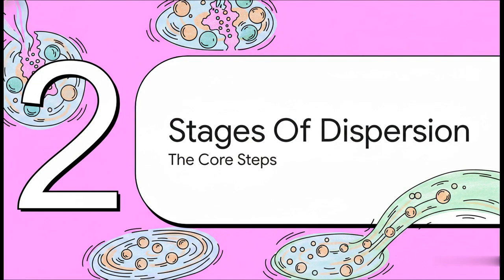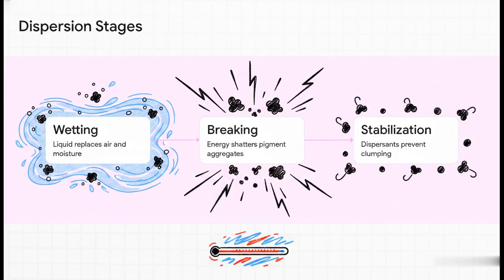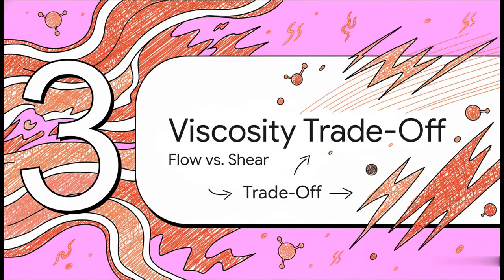Which brings us to section 2, the 3 stages of dispersion. Every successful batch has to progress through these 3 specific steps sequentially. First, you've got wetting. That's replacing the air and moisture trapped on the pigment with your liquid. Second is breaking, where mechanical energy physically shatters those clustered particles. And third is stabilization, where your dispersants lock onto those newly freed particles so they don't just clump back together. But here is the kicker. Temperature is quietly in the background, rewriting the rules for every single one of these steps. Let's look at exactly how in section 3, the viscosity trade-off.